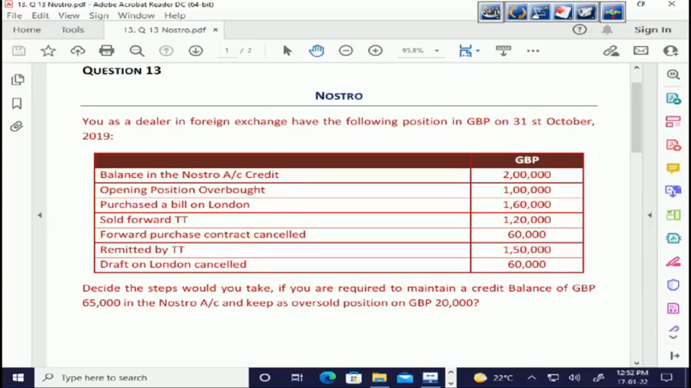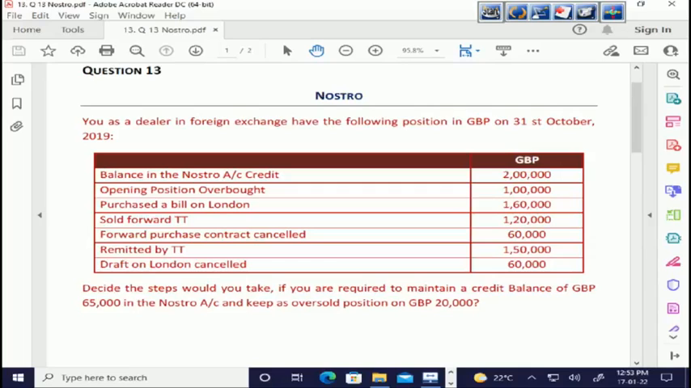2,60,000 long. Sold forward TT. So sold forward. SBI sold forward. TT means retail market. So it's sold forward, not spot. Once again, account is not affected, but it's sold forward. So short position. 1,20,000 short. So we were having 2,60,000 long minus 1,20,000 short. 2,60,000 minus 1,20,000 is what? 1,40,000 long. 1,40,000 long. Okay, remember verbally.